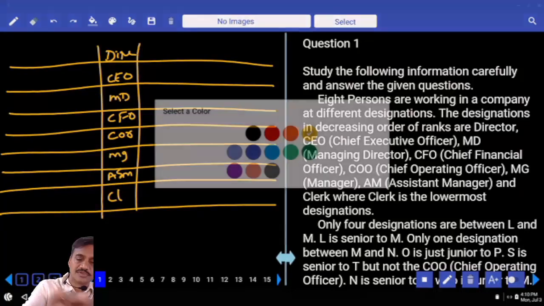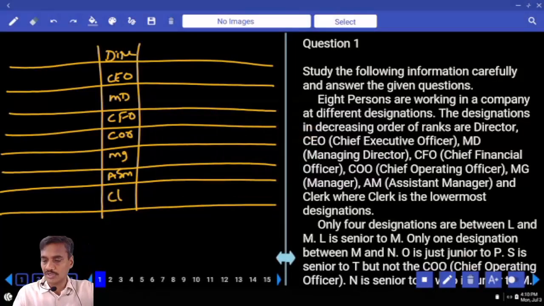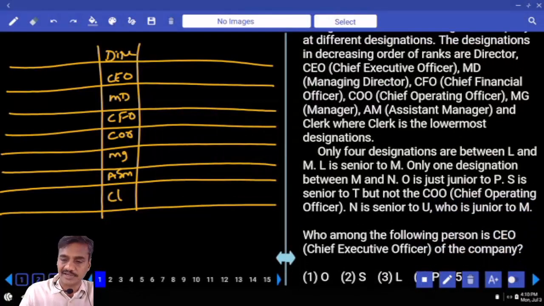Now in the first one, only 4 designations are in between L and M. L is senior to M. Only 4 in between L and M. All together 6 persons were covered, and only 1 designation between M and N. Now in between M and N, how many people? There must be exactly 1.